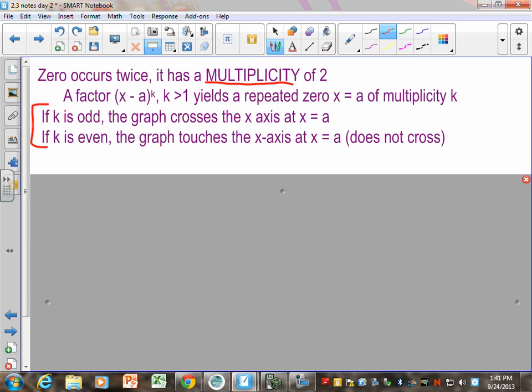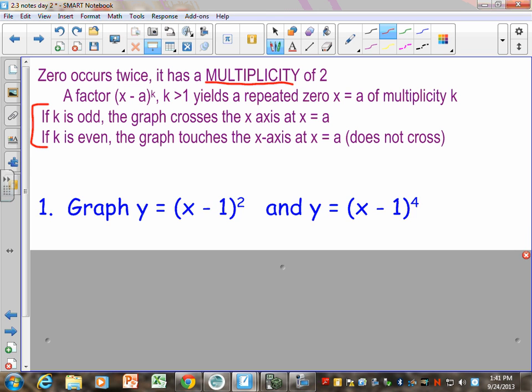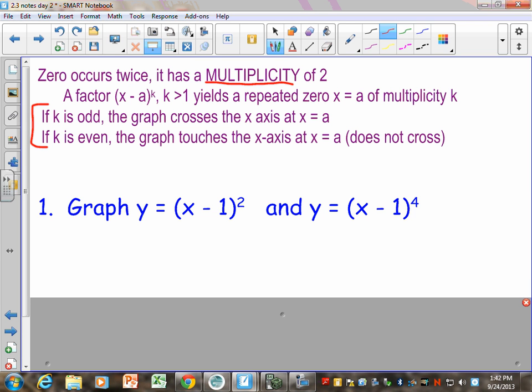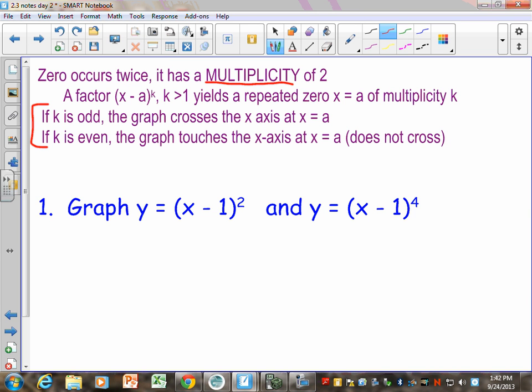After you get this written down, I want to show you what this looks like on the graphing calculator. What does a repeated 0 do? How does a multiplicity of 2 differ from a multiplicity of 4? We're going to graph on the calculator, and you're welcome to sketch it on your paper, or just write what happens. I'm going to graph these two on the graphing calculator so we can see what happens.